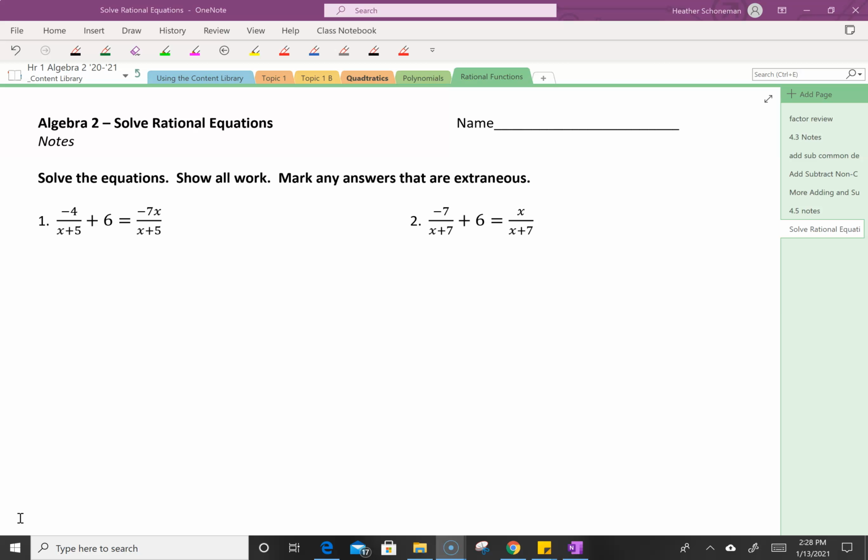So you're still looking for the least common multiple because that's what's going to help you. But in adding and subtracting, you want the denominators to become the least common multiple. In solving, we're going to use the least common multiple to clear the fractions.